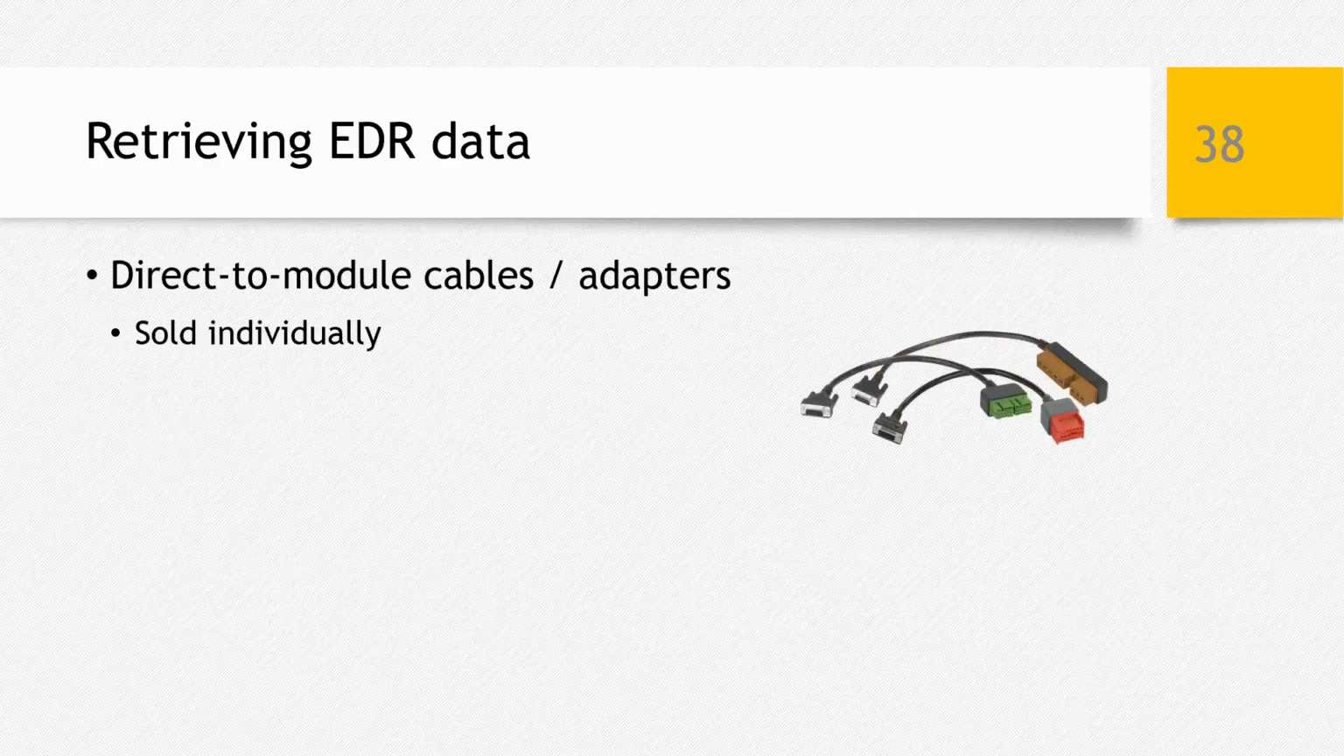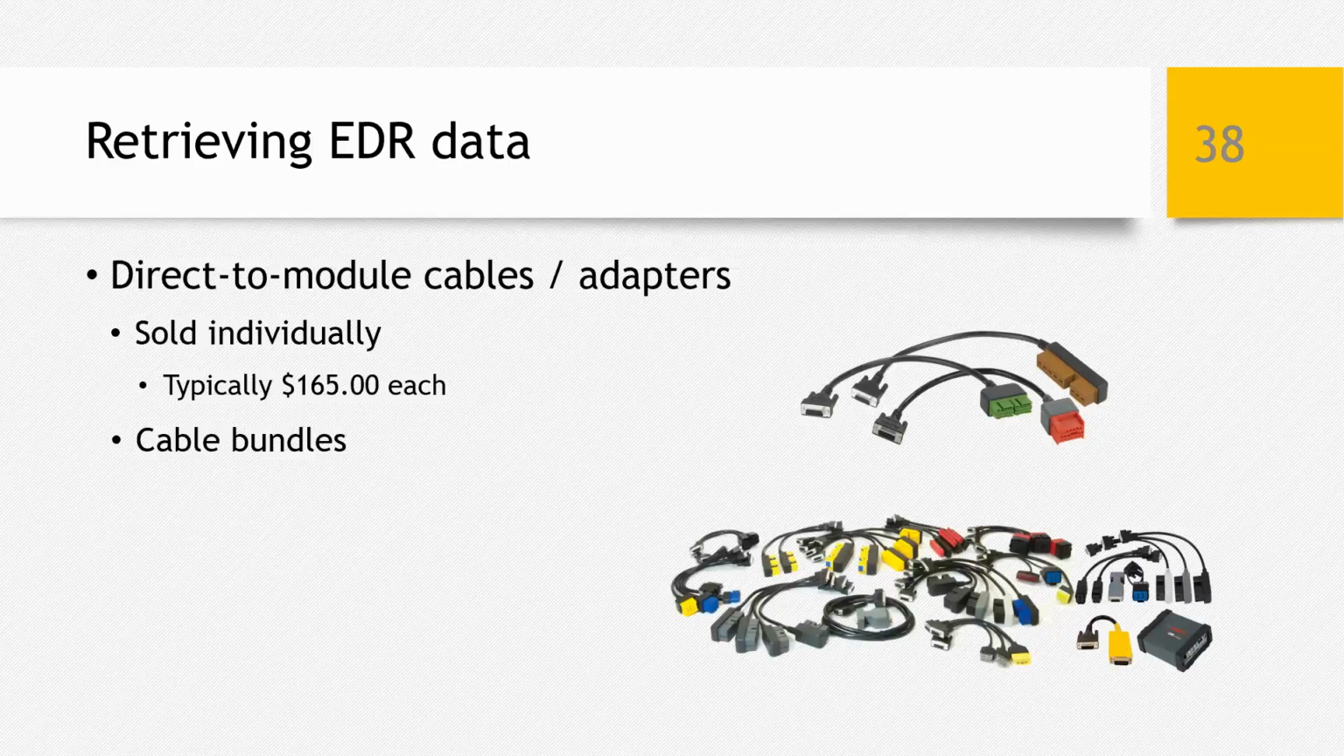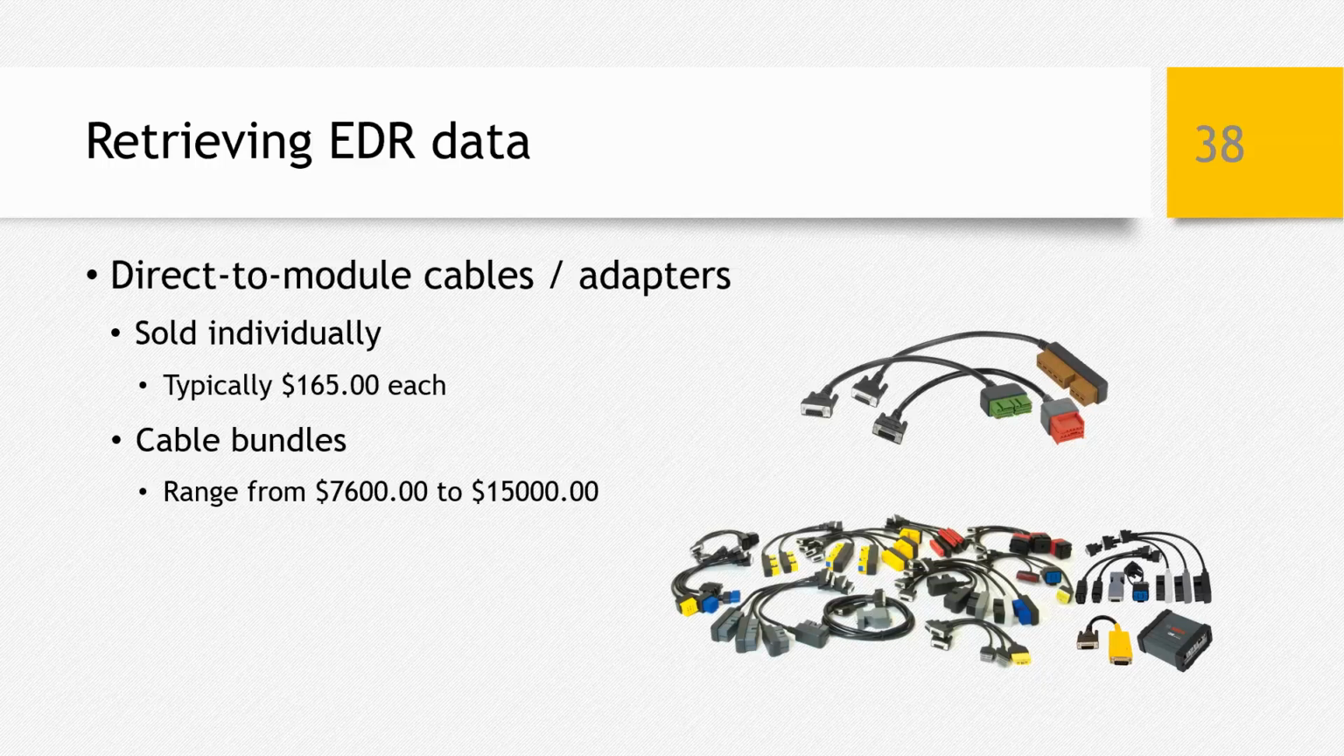As far as the cost, they're sold individually. They're typically $165 each. The software is going to indicate which of those cables you need for the vehicle you're working with. Cable bundles are also available. They range in price from $7,600 to $15,000, depending on your needs and budget. So that's the direct-to-module capability of the Bosch tool and the different components that are available. Again, Bosch is the industry standard tool, supporting the overwhelming majority of auto manufacturers with EDR capability.